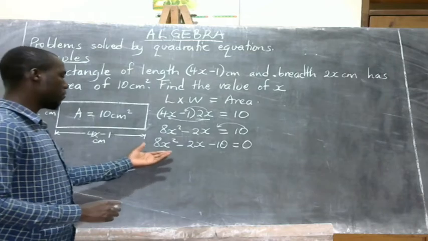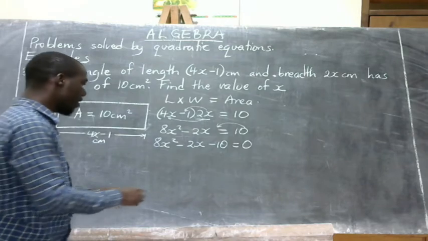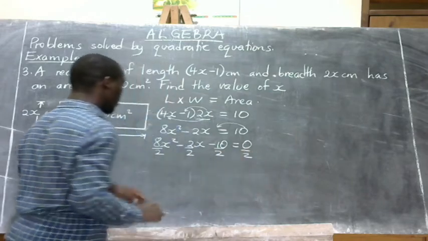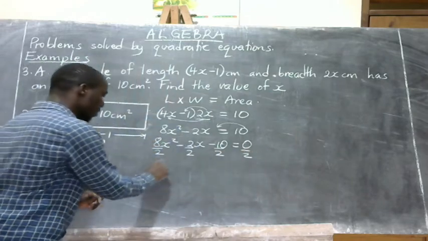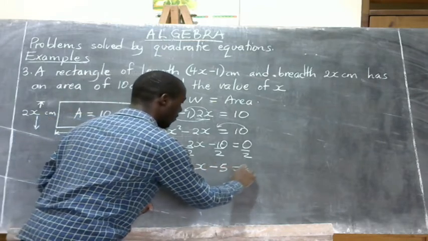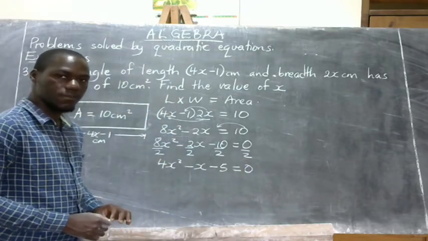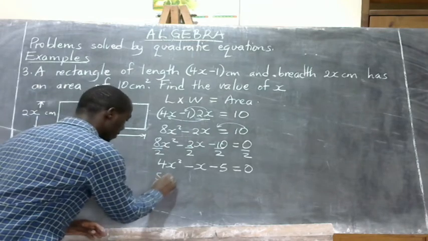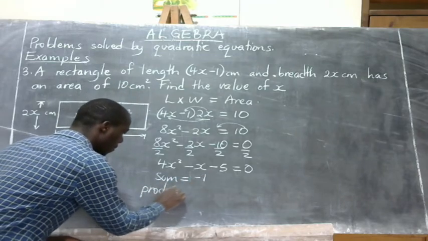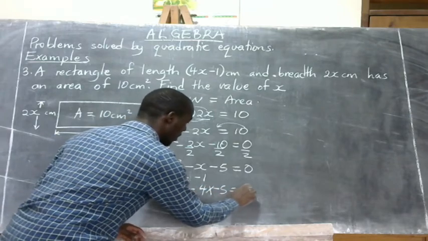So I can first simplify because I'm seeing a factor of 2 in the equation. I'm going to divide that factor out such that I can reduce the equation. So this is going to be 4x squared minus x, then minus 5 is equal to 0. Now here you can easily identify the sum and the product. Sum is equal to negative 1. Product is equal to 4 times negative 5 to get negative 20.